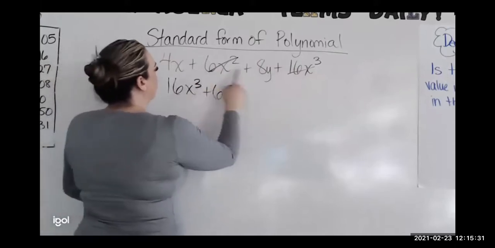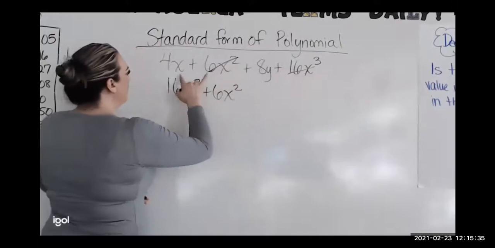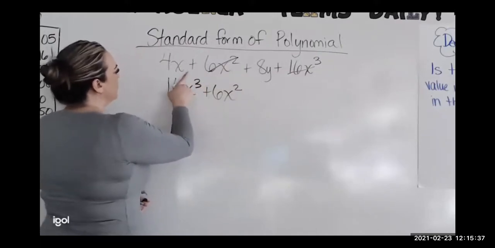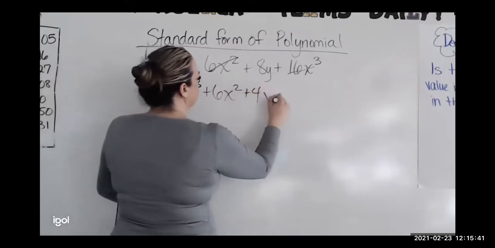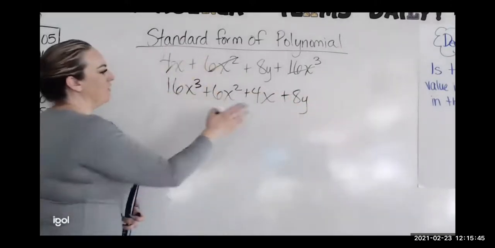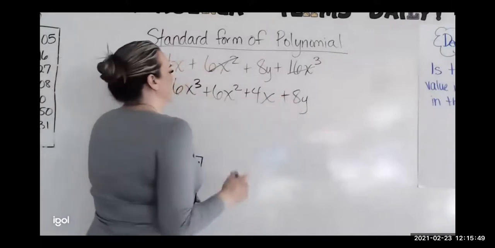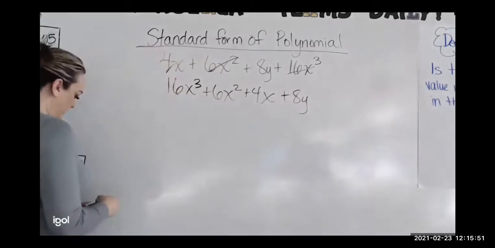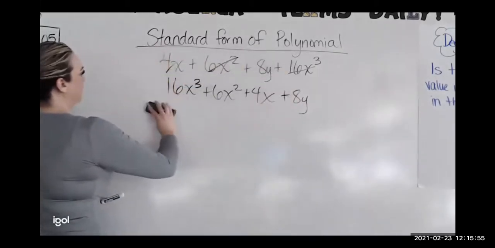Then we have two terms that have a variable. So at this point, it really doesn't matter. I'll keep it consistent. And since I have x's here, I'll put my 4x next and then 8y at the end. Now, obviously, if this had no variable, it would be a constant, and that's what you would put at the end anyways. So that is how you write a polynomial in standard form.